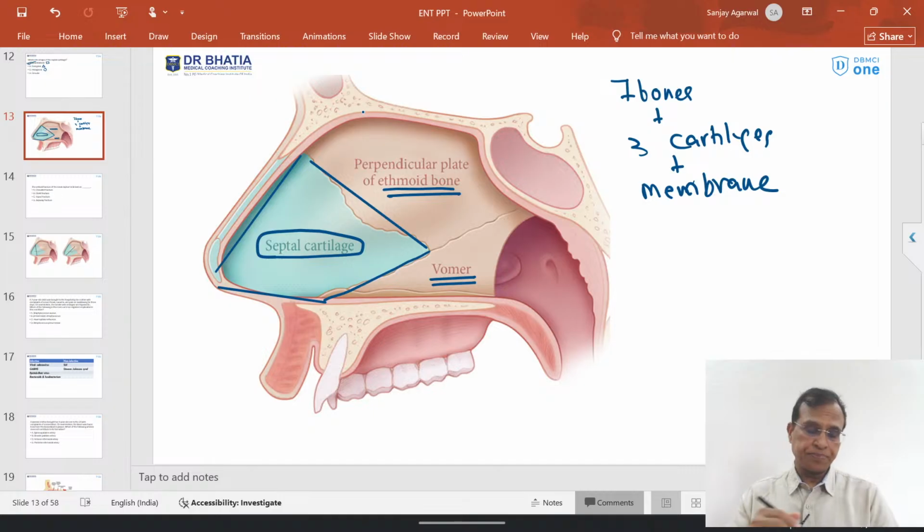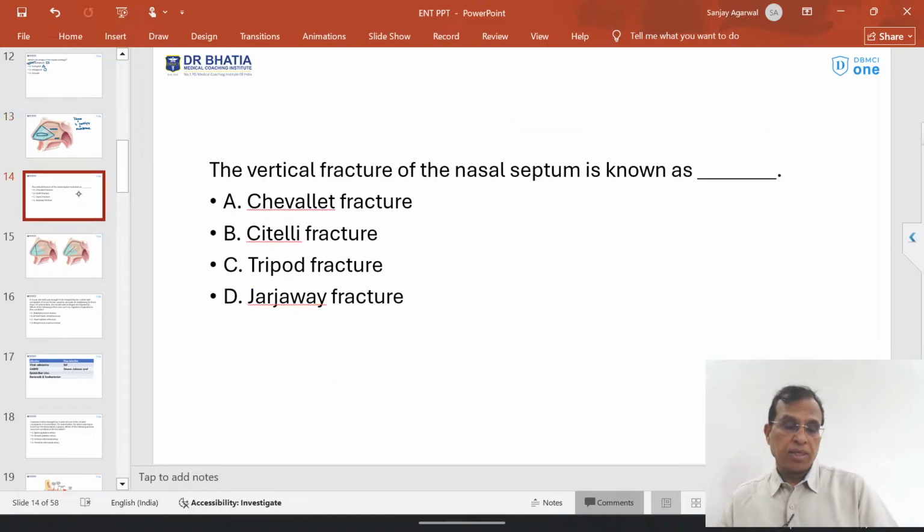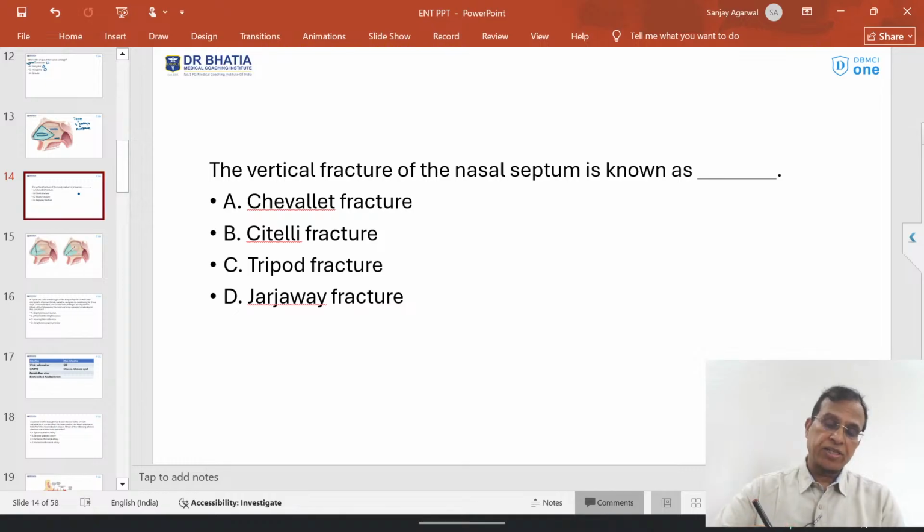Okay, so easy. Then the vertical fracture of the nasal septum is known as, this question was asked last year, not in your exam, in NEET PG. NEET PG में last year ये question आया था 2024. What is the vertical fracture of the nasal septum called? I think it's very straightforward. Is it a Chevallet fracture, Sitlis fracture, tripod fracture, or Jarjavay fracture? Now, Chevallet fracture is the correct answer.